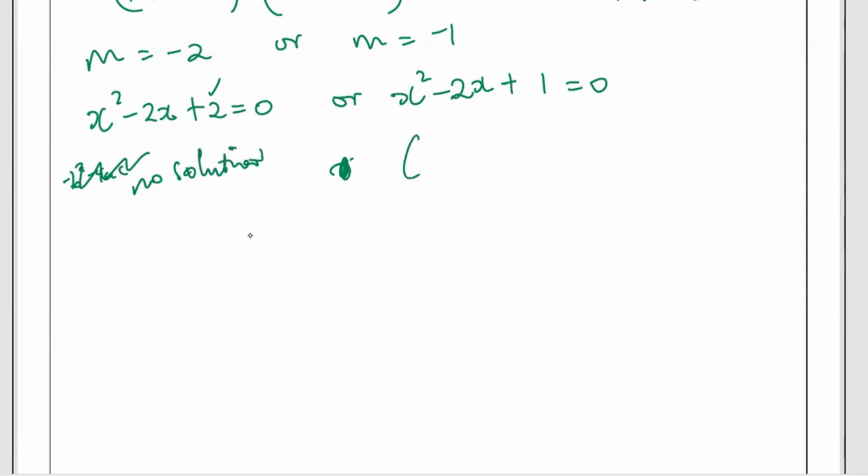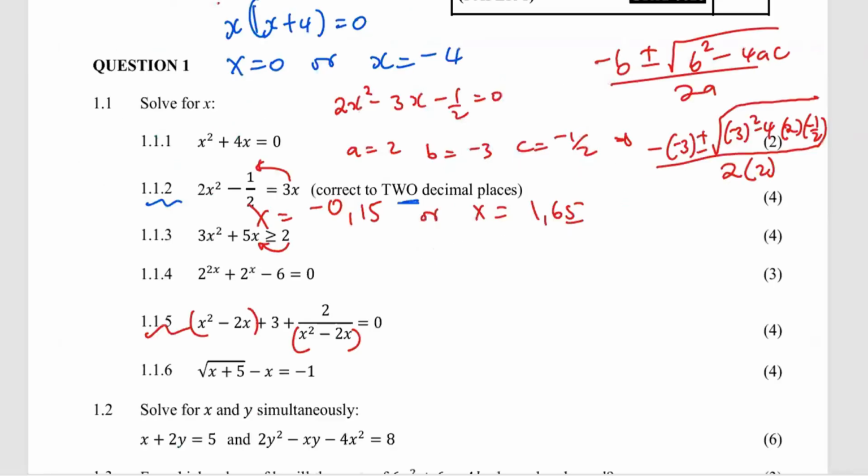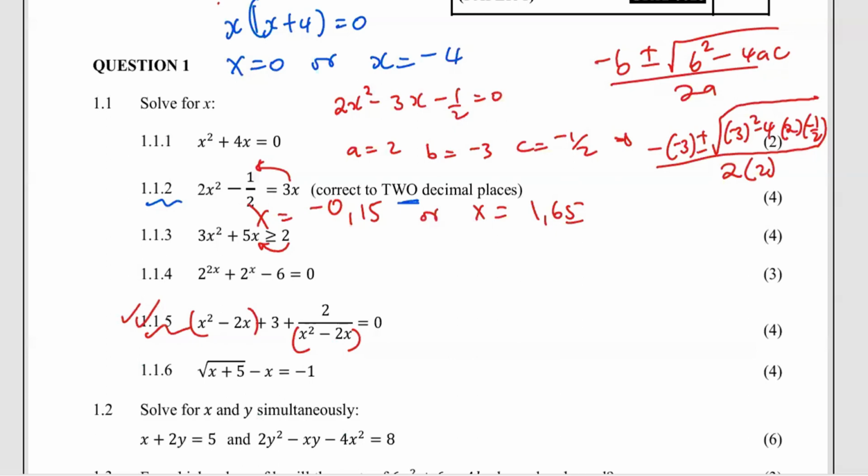Then in this case, we can have x minus 1, and then x minus 1 is 0. So in this case, we have equal roots, meaning that x must be just 1. All right, so that is how I would have approached 1.1.5.